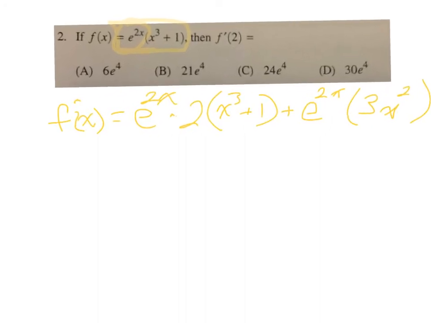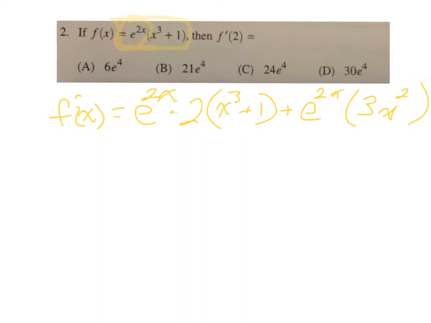I don't know why it's putting it all together, so we'll leave that there. Now we're going to evaluate that derivative at 2.